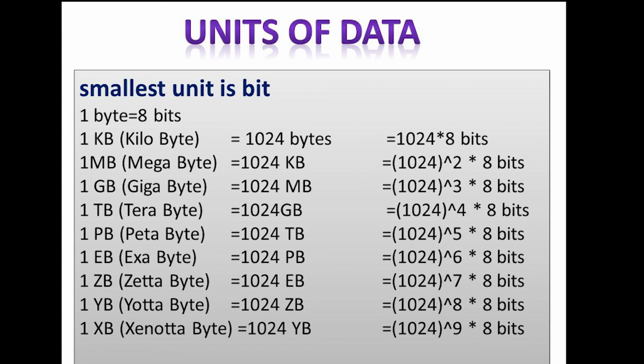1 megabyte is equal to 1024 kilobytes. 1 gigabyte is equal to 1024 megabytes. 1 terabyte is equal to 1024 gigabytes. 1 petabyte is equal to 1024 terabytes. These are the higher units of memory where you can store lots of information according to the storage capacity.